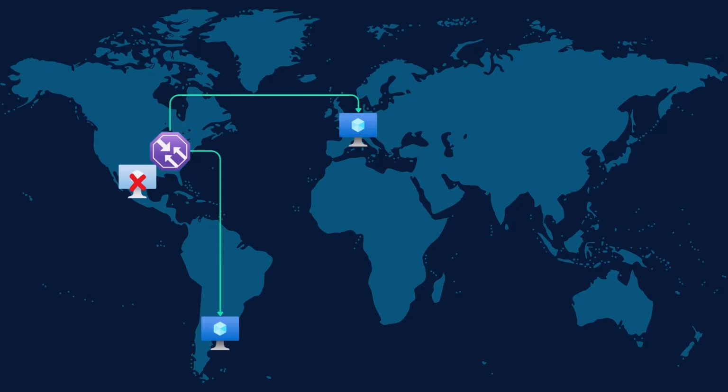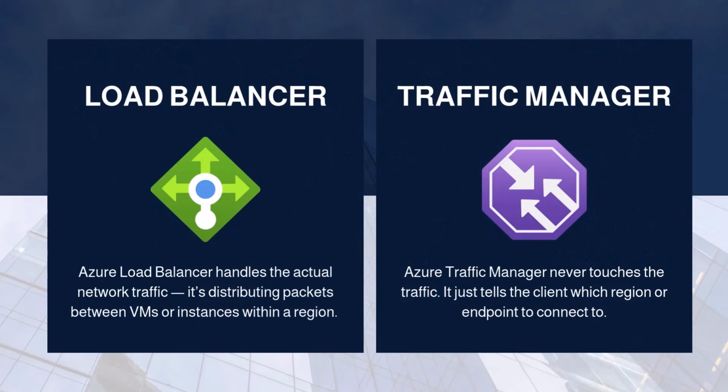Now, if we line these two up side by side, here's the key difference. Azure Load Balancer handles the actual network traffic. It's distributing packets between VMs or instances within a region. Azure Traffic Manager never touches the traffic. It just tells the client which region or endpoint to connect to. You can think of Azure Load Balancer as managing in-region reliability and Traffic Manager as managing global availability.